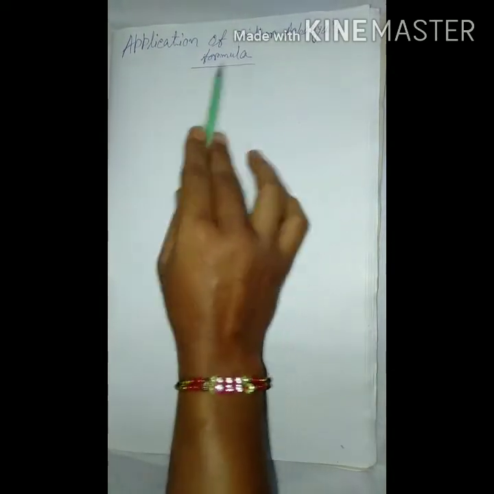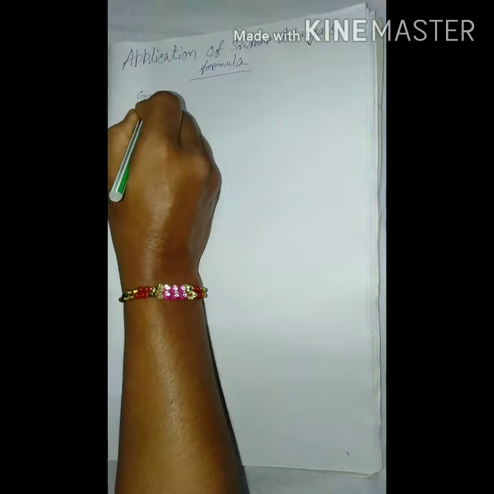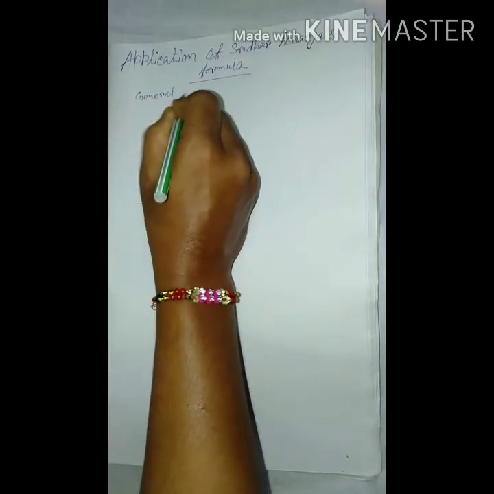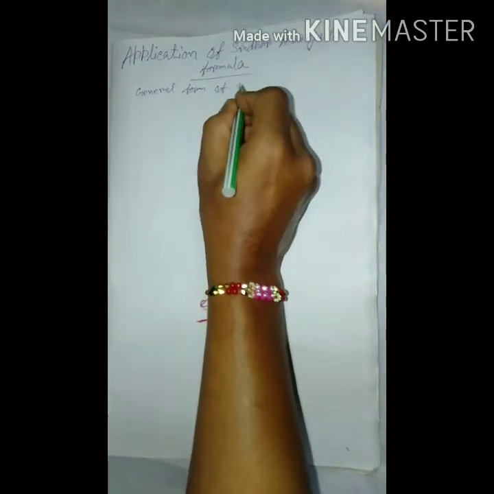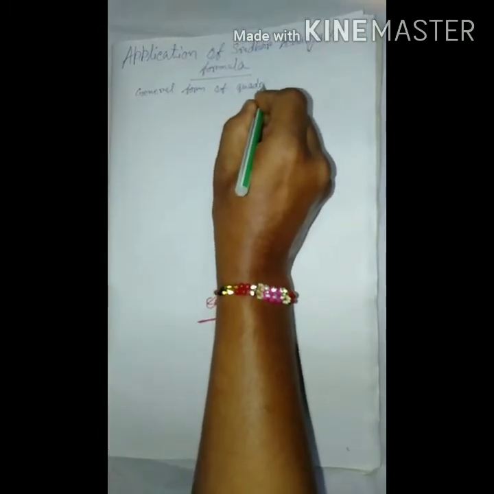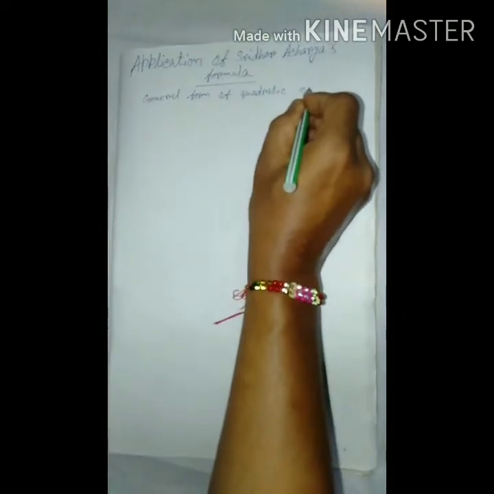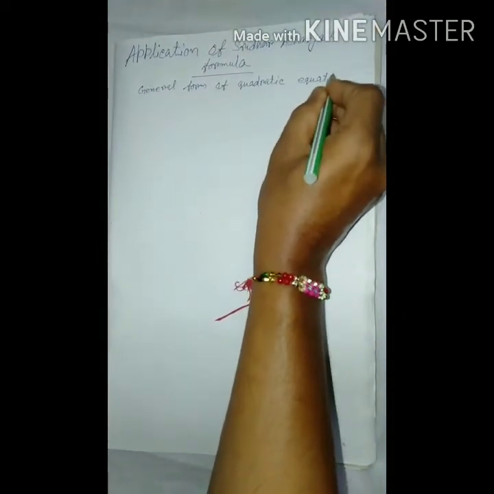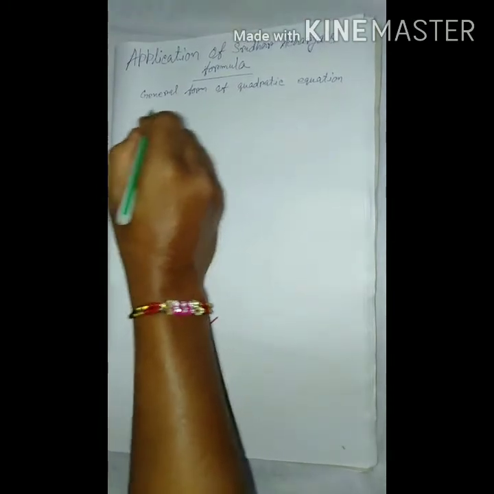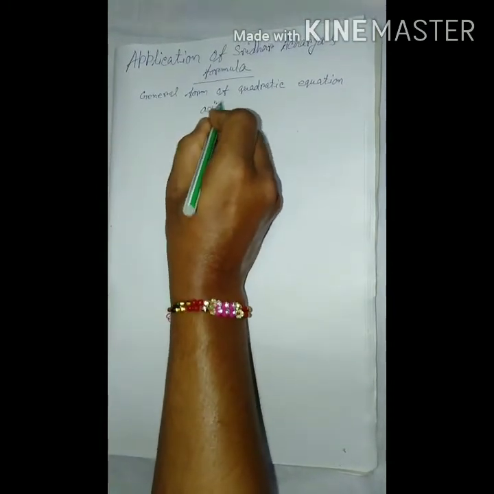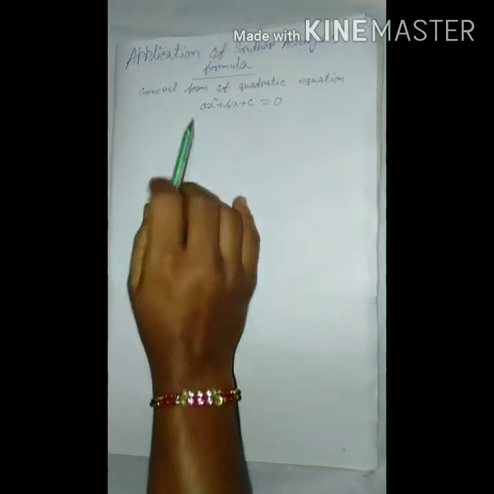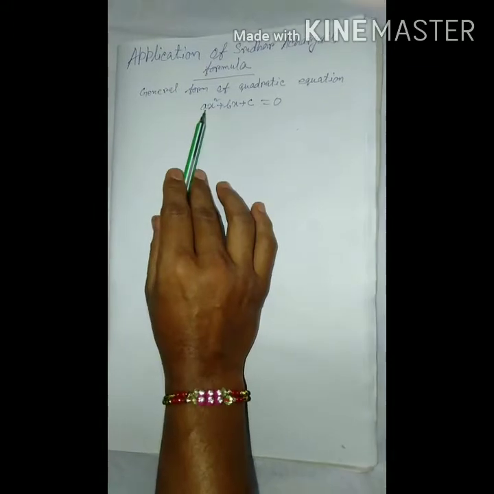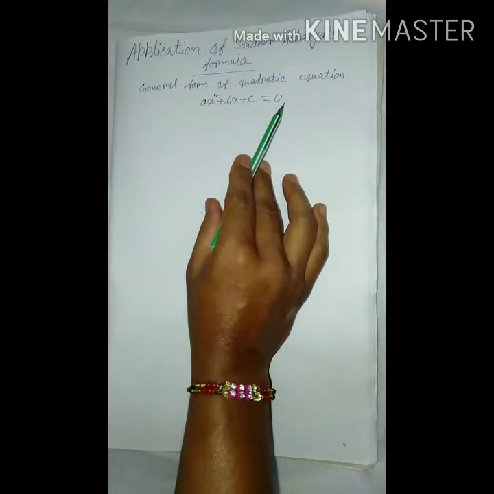Application of Sridhar Acharya's formula. General form of quadratic equation is ax square plus bx plus c is equal to 0.